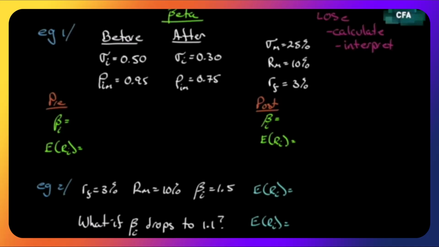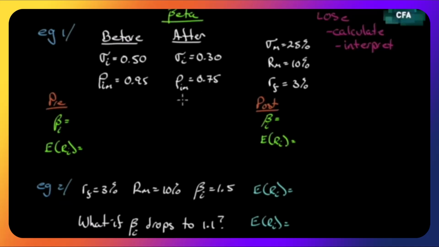Let's look at a company that has decided to buy another company, and in buying that other company, some of its statistics have changed. So before it bought the other company, it had a standard deviation of returns of 0.5 and a correlation with the market of 0.95. After it bought the company, it clearly diversified. It lowered its risk, so it had a standard deviation of returns of 0.3, and it also lowered its correlation with the market to 0.75. So let's calculate a beta before and after this event.